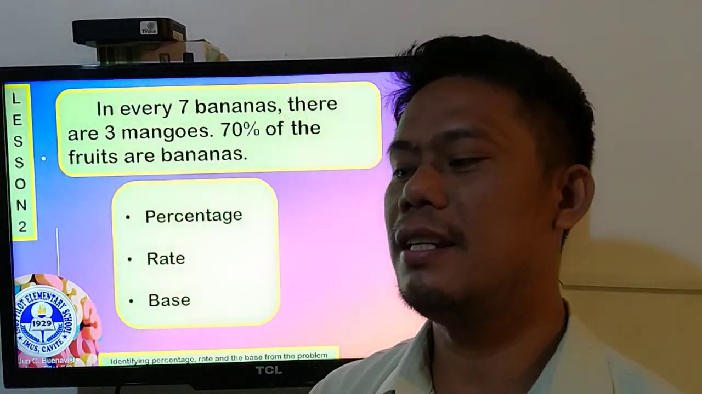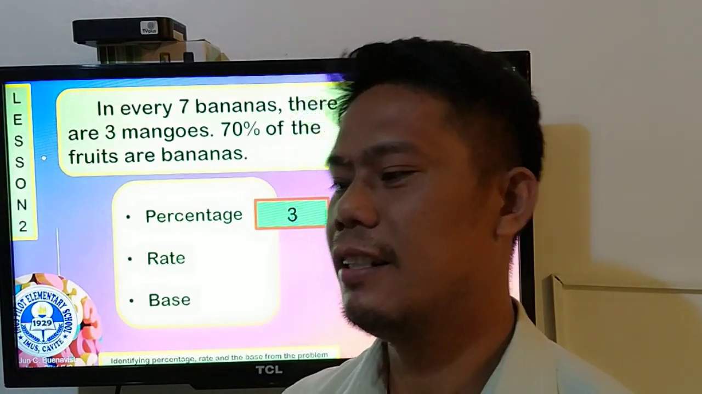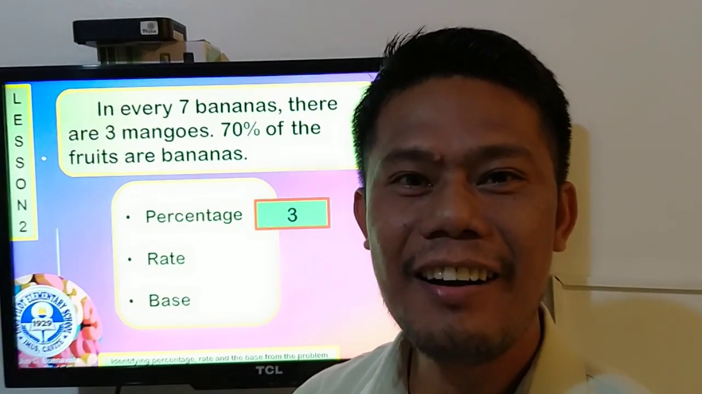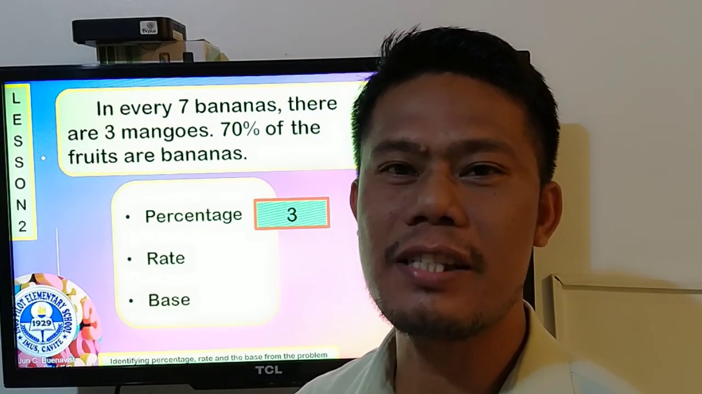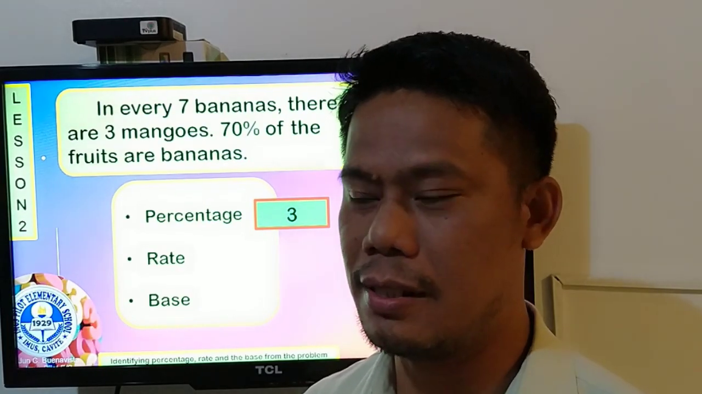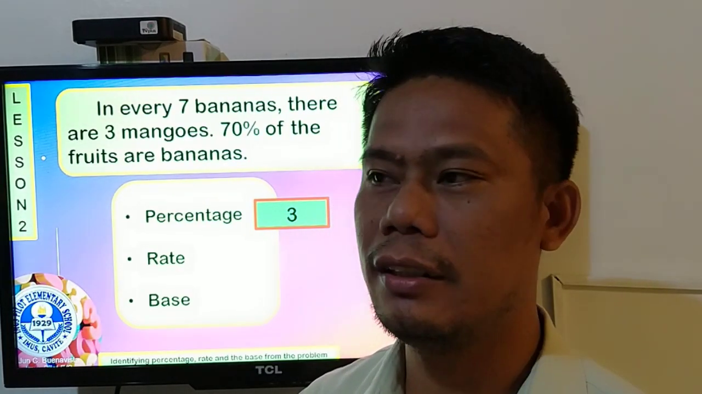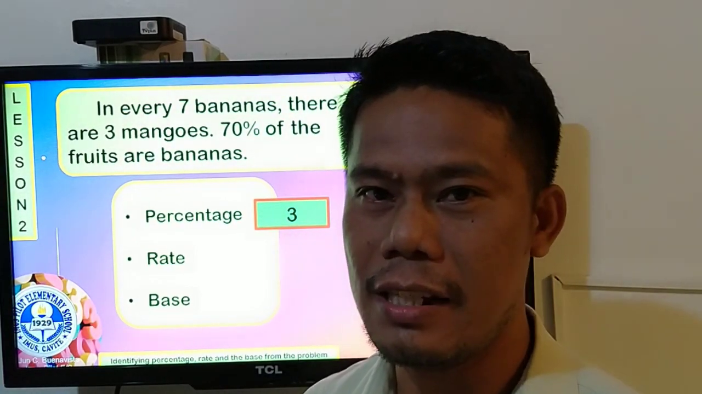Percentage is 3. The word "are" 3 mangoes. Can you see the linking verb? "Are 3 mangoes." So that is the clue word that you can tell that a certain number is percentage.